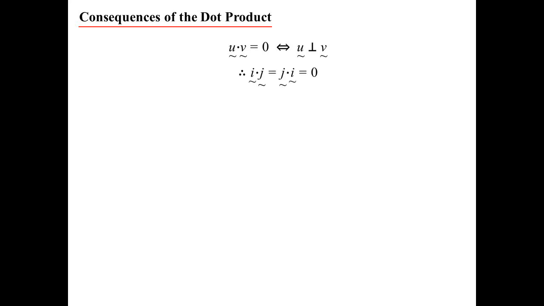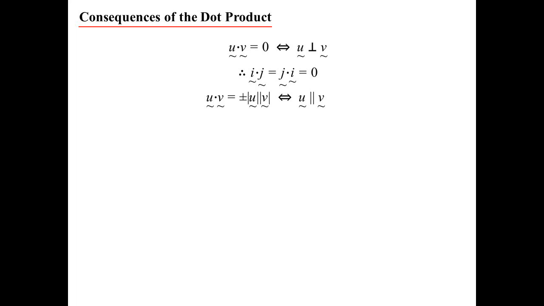That's very useful. i dot j. Remember, i was the unit vector in the horizontal direction and j was the unit vector in the vertical direction. Well, we know they're perpendicular. Therefore, i dot j must equal 0. Well, j dot i must as well, because it doesn't matter which order we do the dot product in.